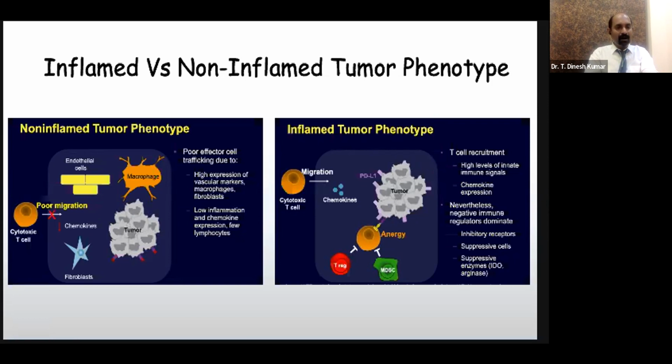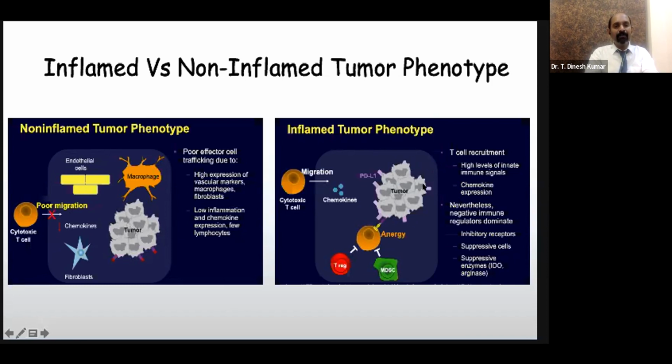So there is a lot of evidence beginning to emerge suggesting that distinct subsets of tumor may exist that reflect distinct categories of immune escape. Now here you see two pictures on the slide, one on the left and another on the right. So this is a non-inflamed tumor phenotype, which means when the surrounding environment of the tumor is not able to produce a sufficient inflammatory response, the cytotoxic T cells lose their ability to migrate into the tumor. Okay, so this is a non-inflamed subset.